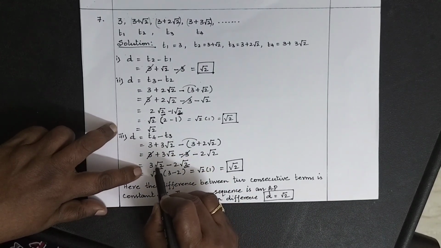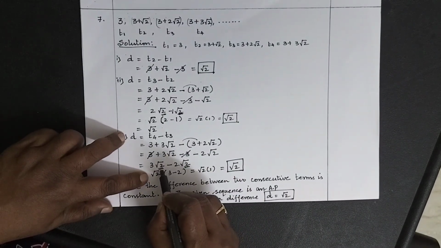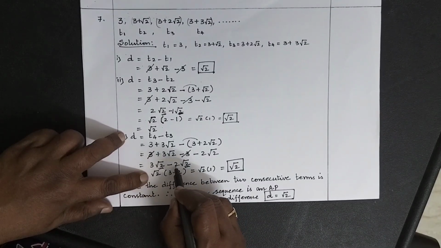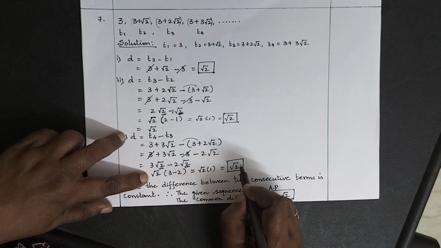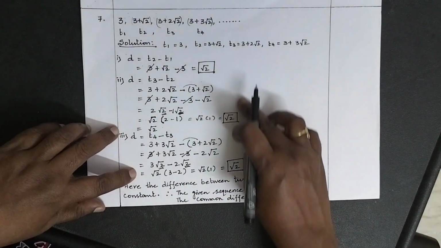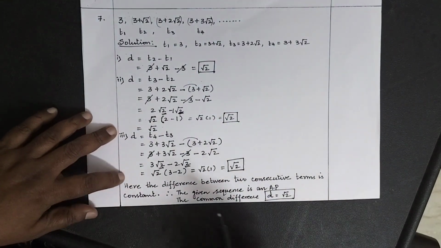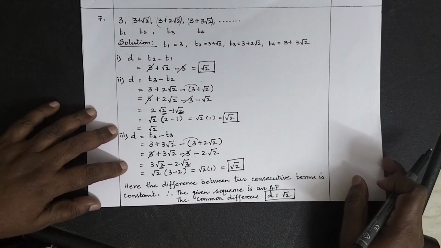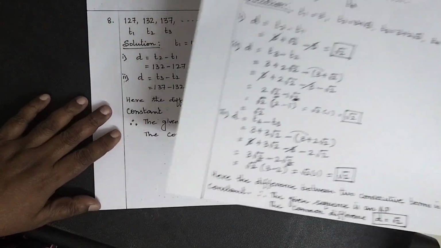Now we get 3 root 2 minus 2 root 2. So this root 2 is common, take this root 2 outside and inside 3 here and here minus 2. So 3 minus 2 is 1. So root 2 into 1 is equal to root 2. Again D is root 2. In all the three cases D is the same, D is constant. So since the difference between two consecutive terms is constant, the given sequence is an AP. The common difference is root 2.